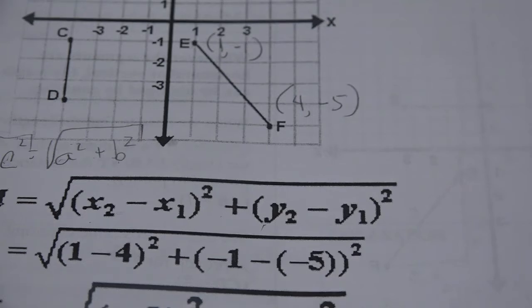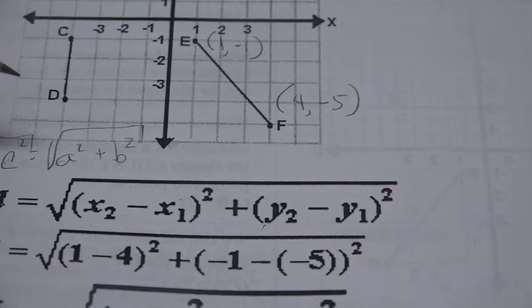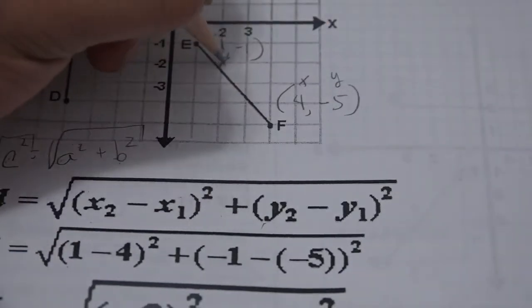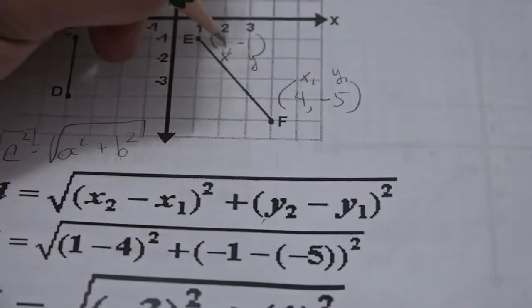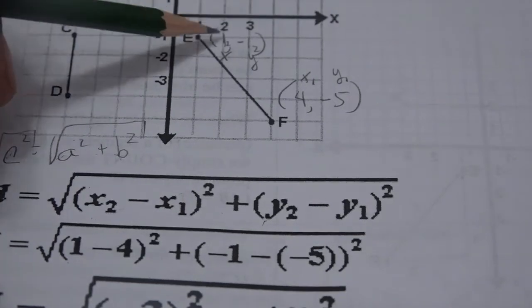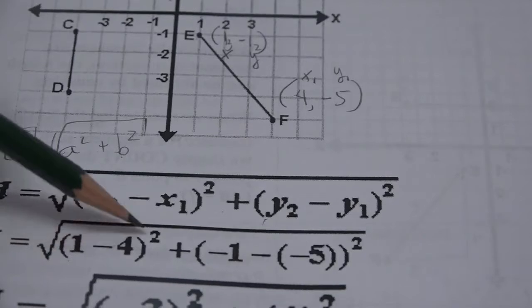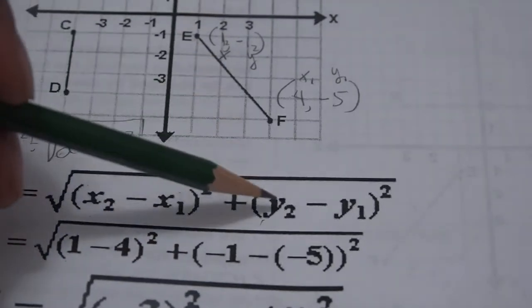So let's see if I understood. The problem here is x2 minus x1, so I'm going to make this x, y, x, y. In the problem, these are the ones and these are the twos. Okay, so now let's see. x2 minus x1: 1 minus 4, squared. Plus, and now the difference in the y's.